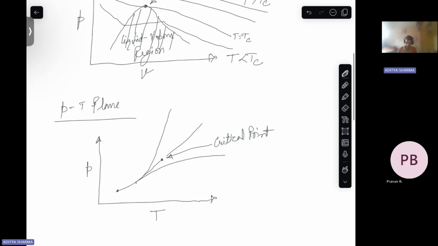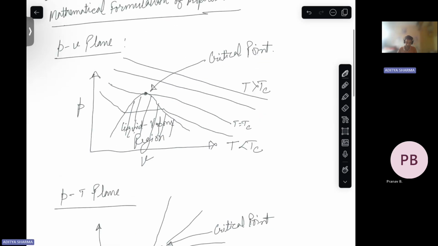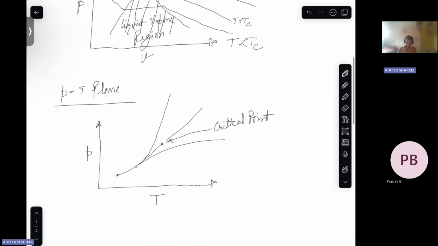So if we are discussing water only, these two critical points are the same, but in the above diagram we are drawing a P versus V diagram, and in the below we are drawing a P versus T diagram. That is why there is a difference in it, right?